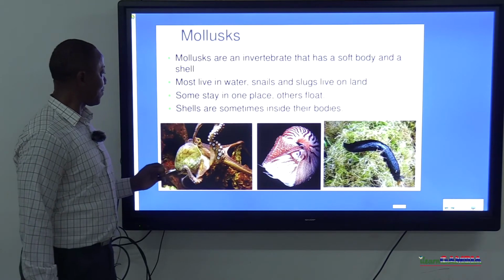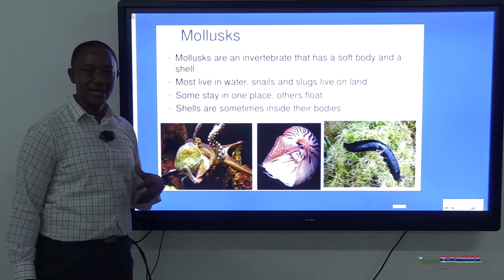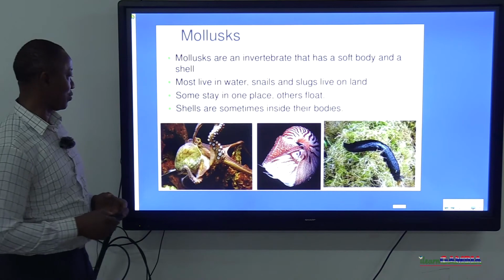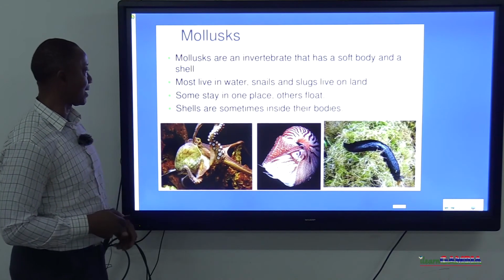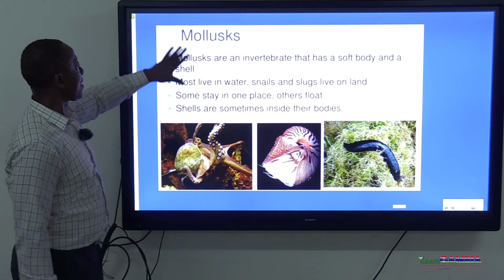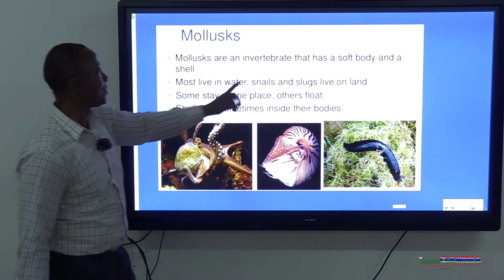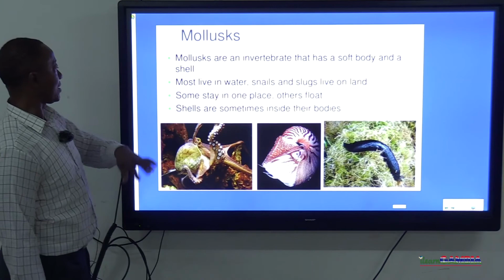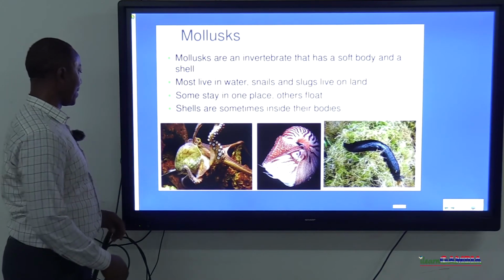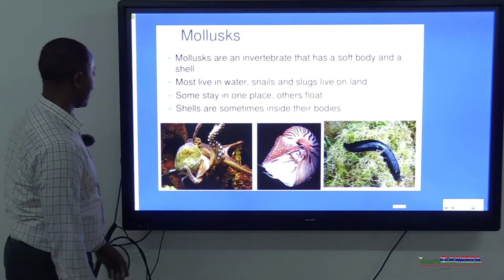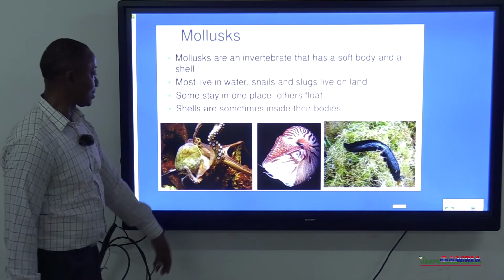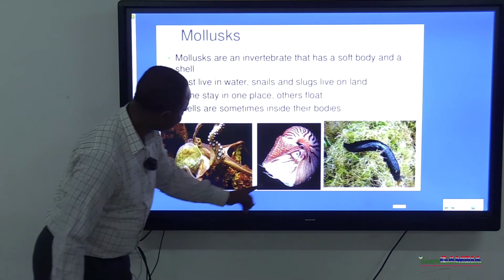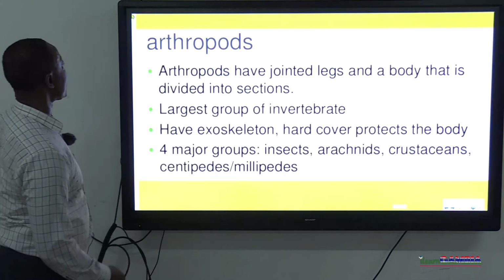Some of them, a few of them, may have shells inside their body to help provide some kind of strength, like a skeleton. But briefly, for the mollusks, the most important thing to notice is that they have a soft body, which they protect by creating a shell. So we have all these examples here, the octopus, and I can't just make up these ones.